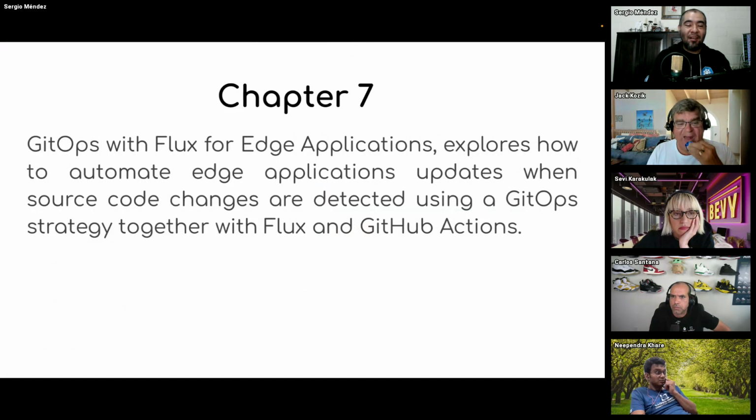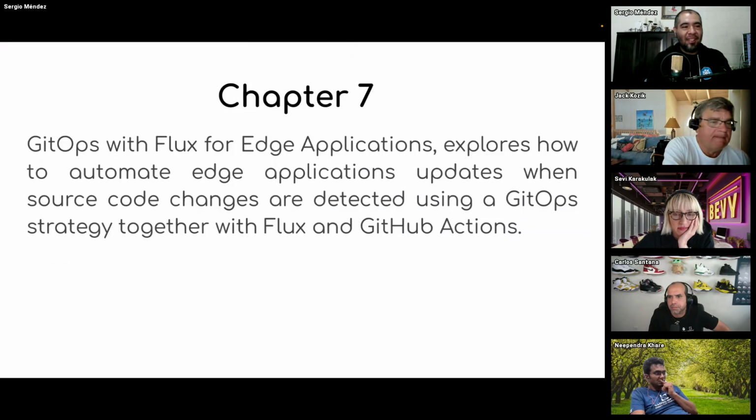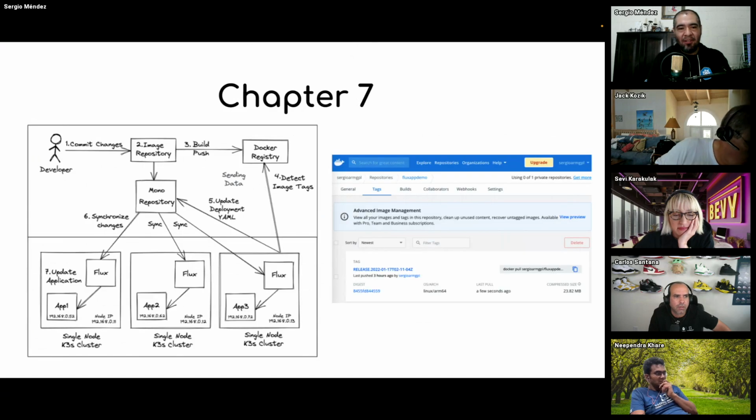How to update the applications on the edge. Chapter 7, using Flux. That was pretty nice, using GitOps on the edge with Flux. What else? This one was more the Longhorn. Let me see. Ah, no, the Flux part.